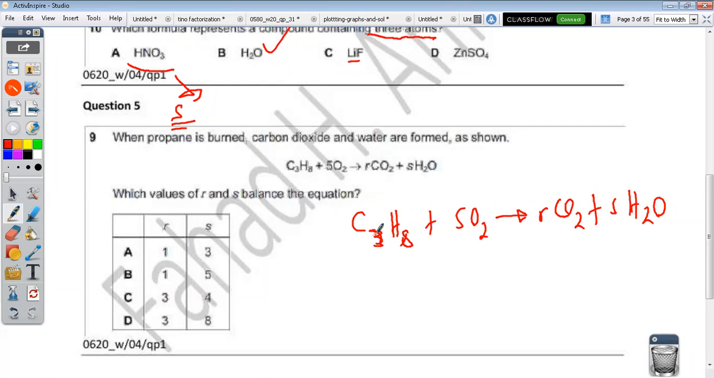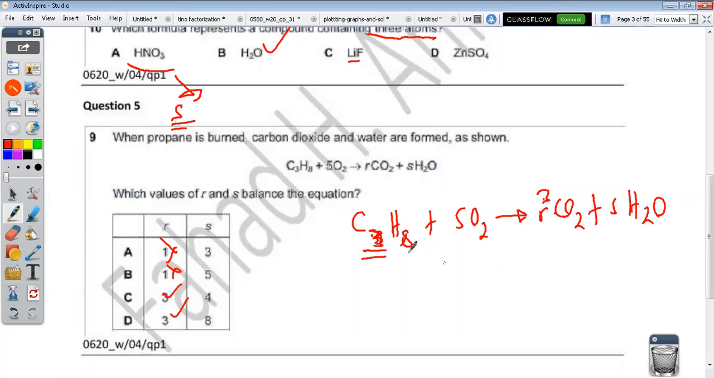Now, how many carbons do we have on this side? 3. We have 3 carbons here, Chiedza. So we need to put 3, so that these carbons are also 3. So which means this is 3, this is 3.